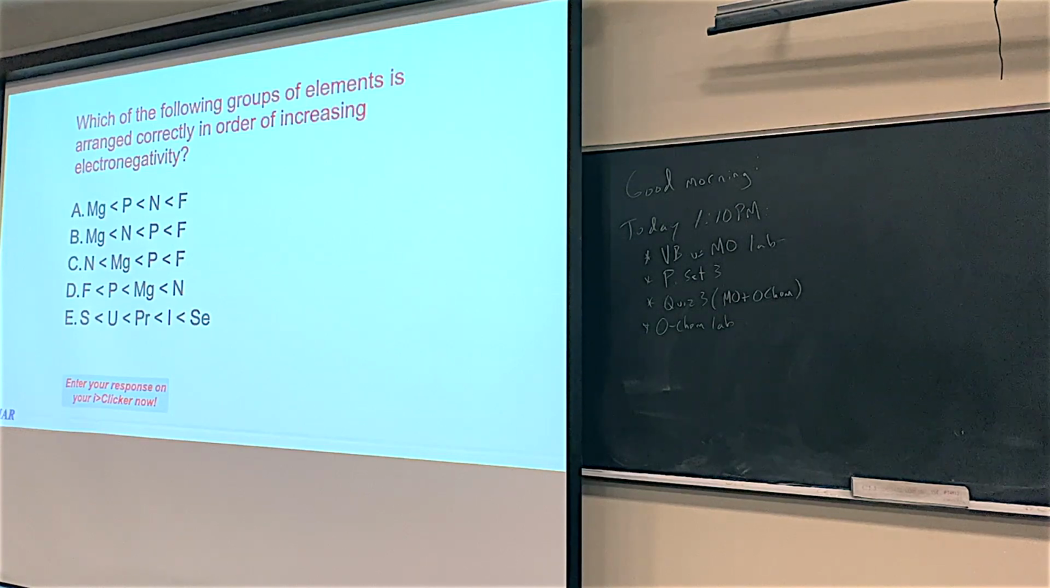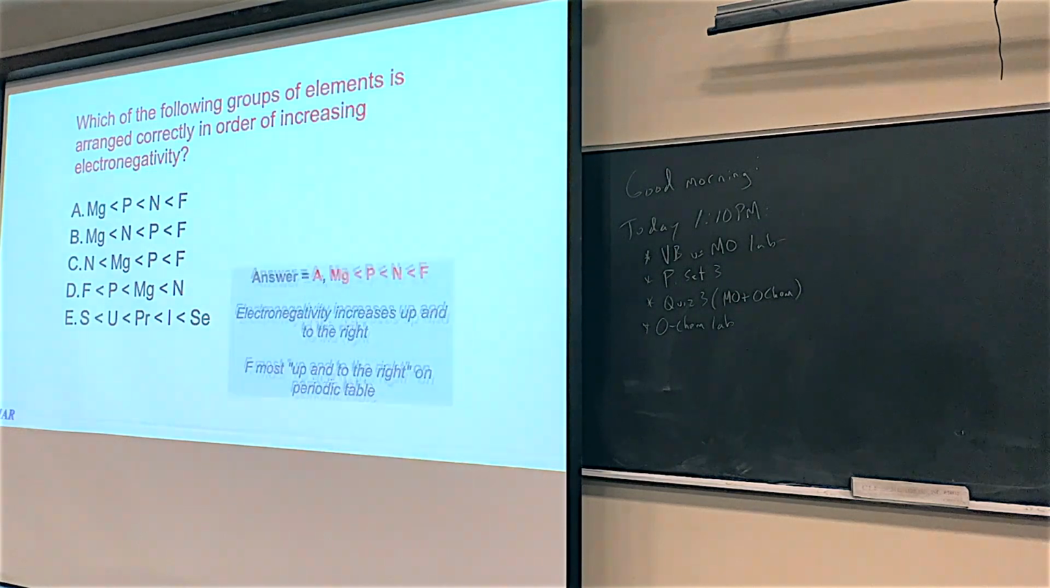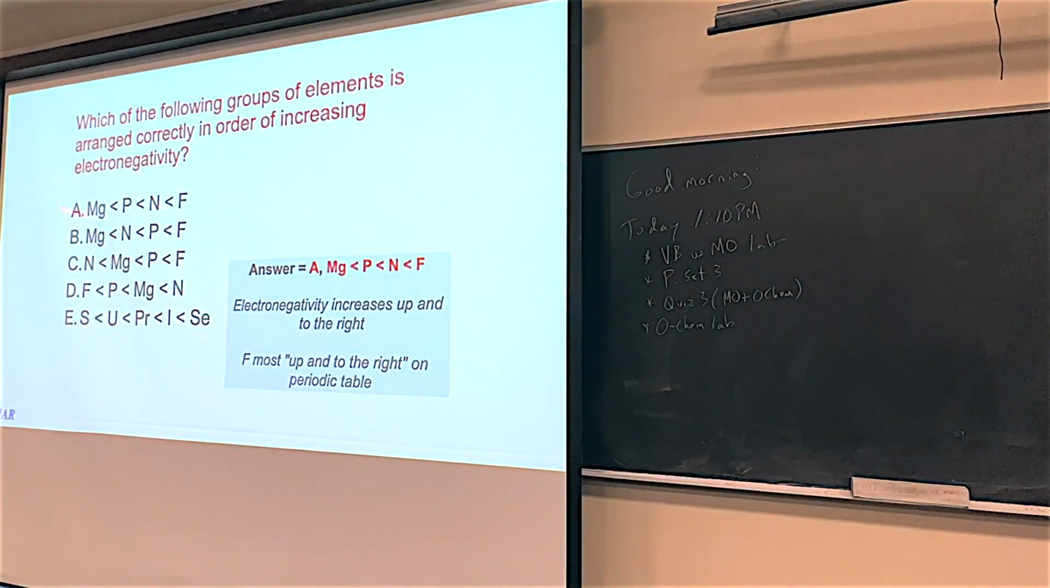Anyway, electronegativity, fluorine's the most electronegative, everything farther away from it. Generally speaking, electronegativity goes up and to the right on the periodic table. And what everybody saw, which was fantastic, magnesium is most on the left. You go to the right to phosphorus, then you go up to nitrogen, and right to fluorine. Fluorine's the most electronegative. Nice job.